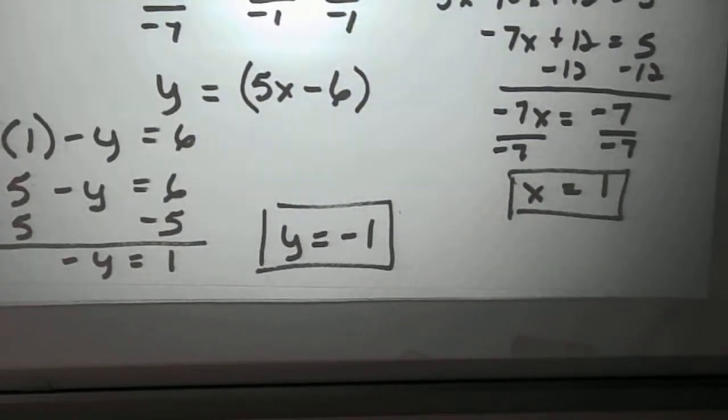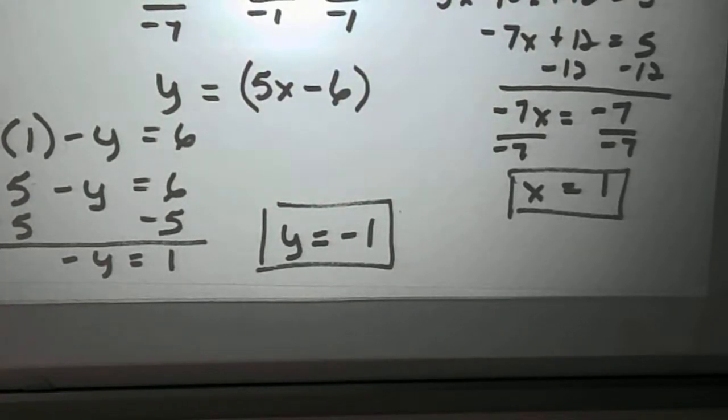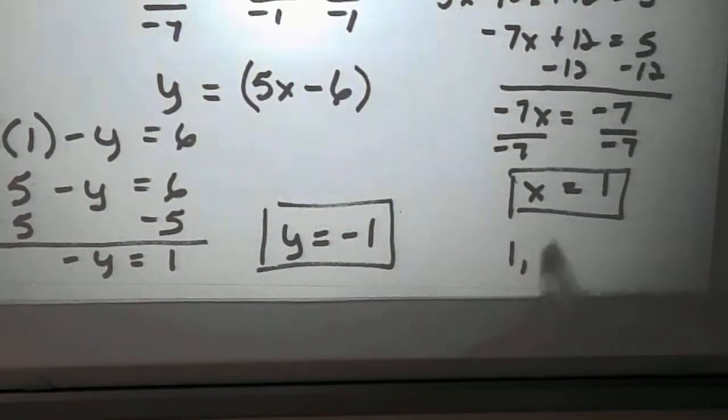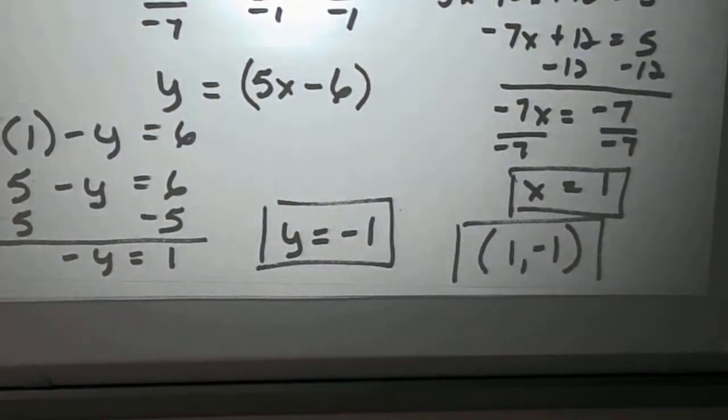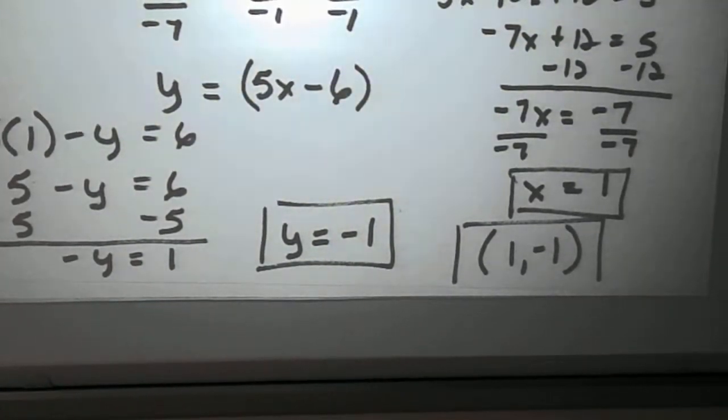Now, today I would like you to write your answers as an ordered pair. Put the x first, the y second, and that's what you're going to box up. 1, negative 1. So this is going to be a one solution consistent problem.